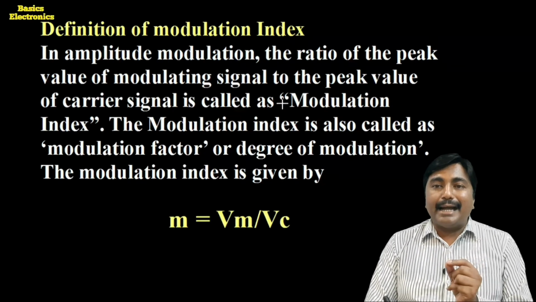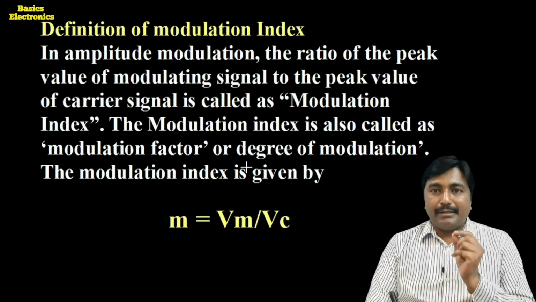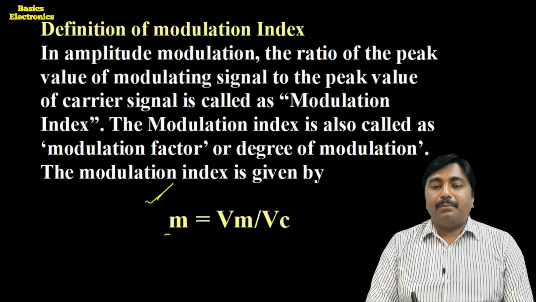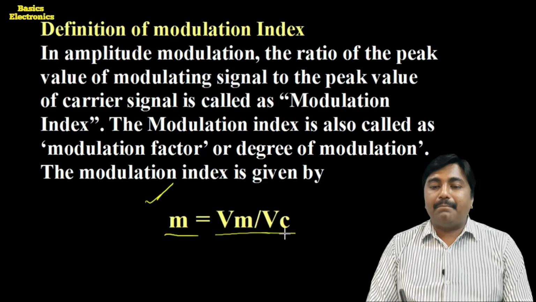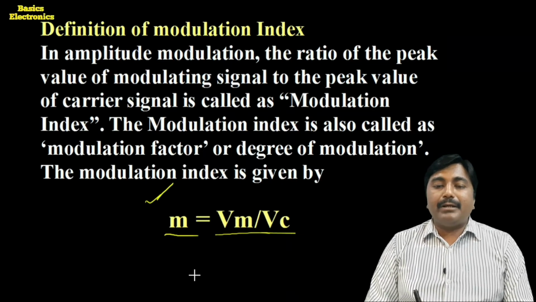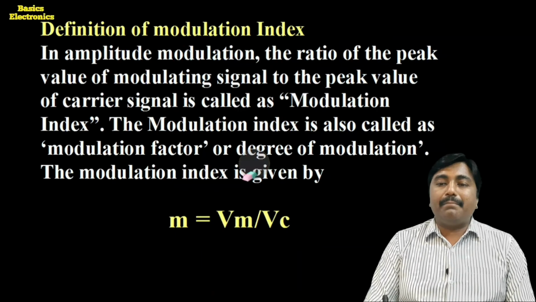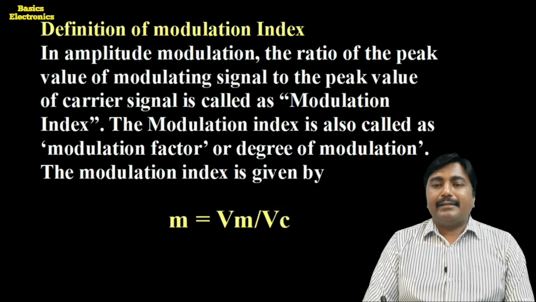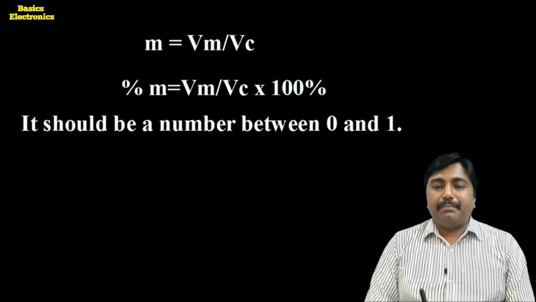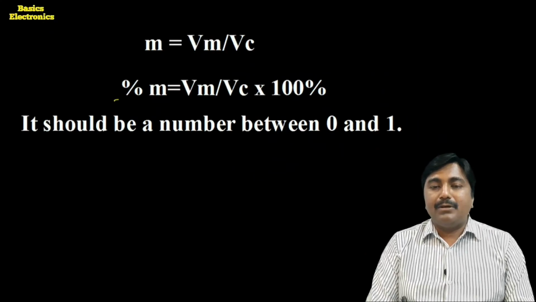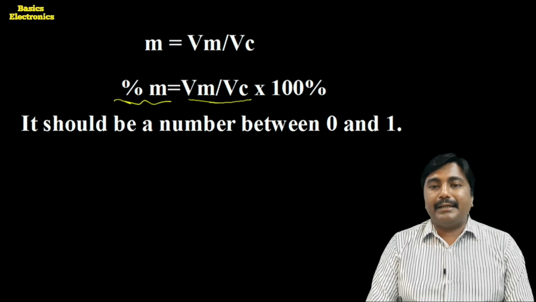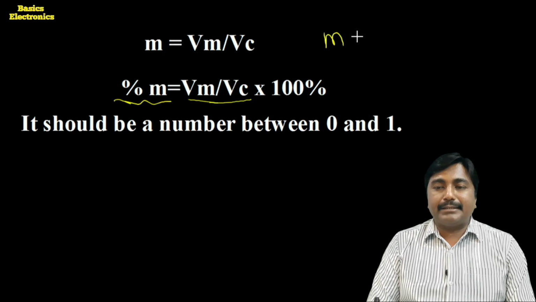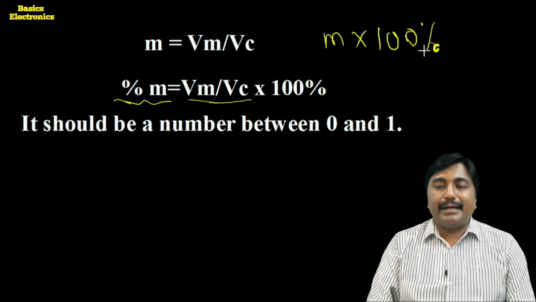The modulation index is also called the modulation factor or degree of modulation, and it decides the quality of the modulated wave. Its formula is m equals Vm by Vc. The modulation index is also given as a percentage: percentage m equals Vm by Vc multiplied by 100%.